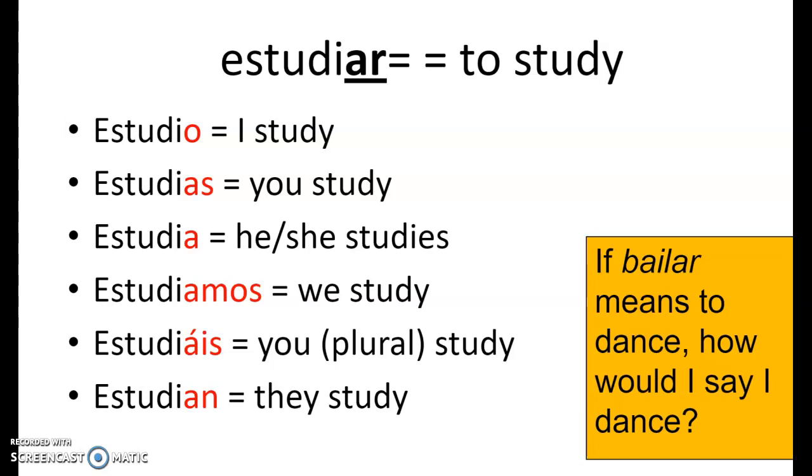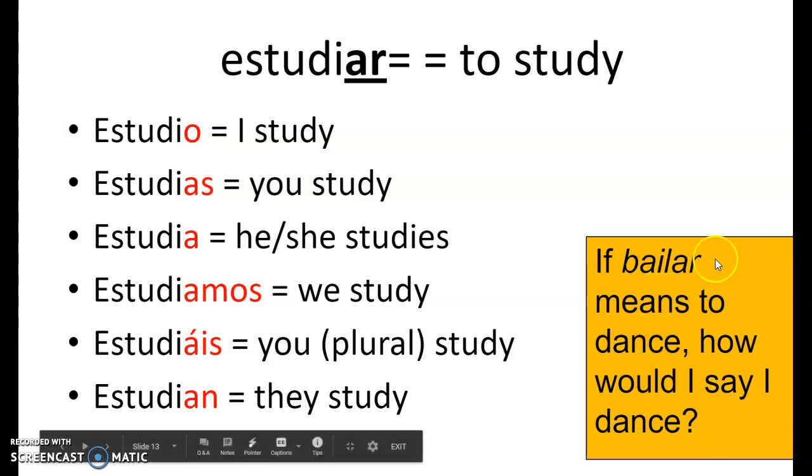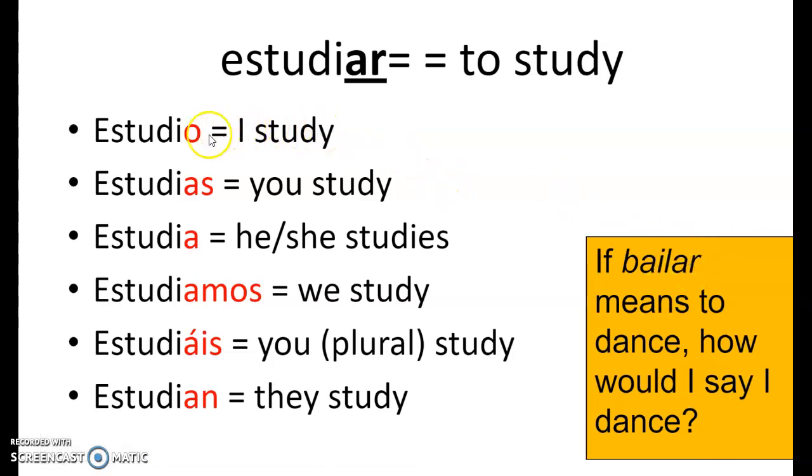If bailar means to dance, how would I say I dance? I would remove the AR ending from the end of the verb and add the ending for I verbs, which we know is O, meaning I dance would be bailo.